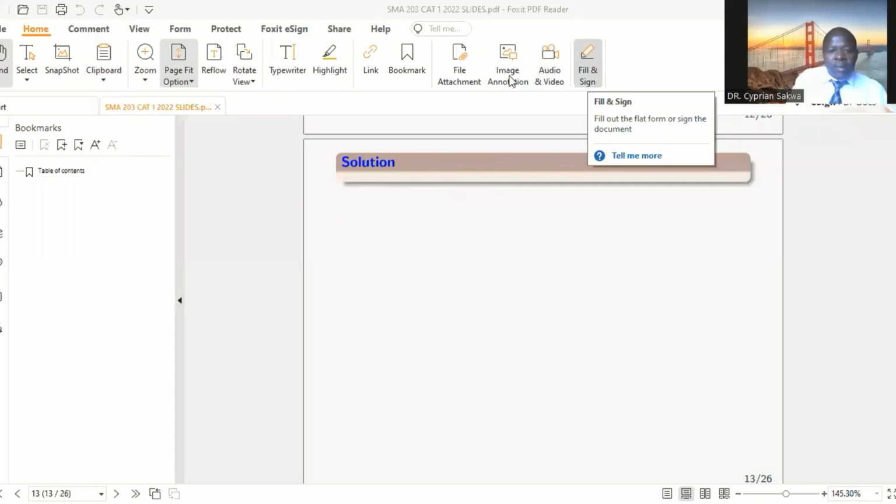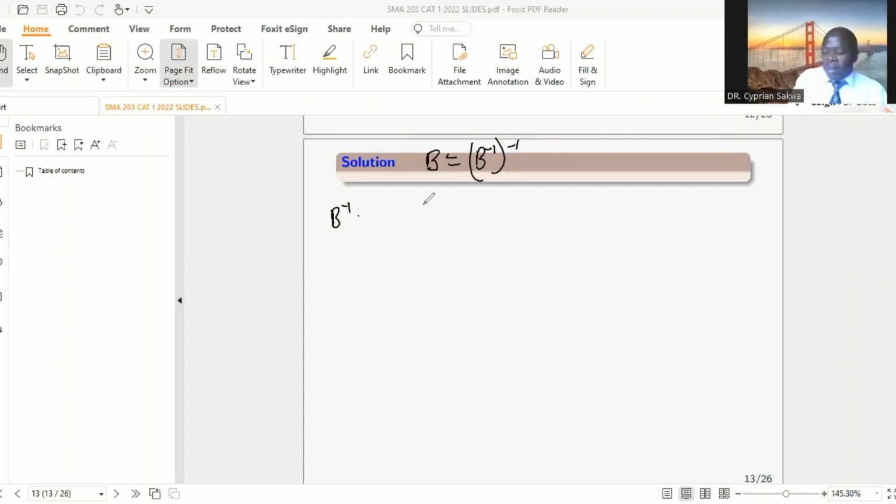So as I said, I've been given B inverse. So I need B. B will be the same as the inverse of B inverse. So what is B inverse? B inverse has been given to us as 1, 0, 2, 1, 2, 0, and 0, 3, negative 1, and then we have 1, 0, 2. So this is B inverse.